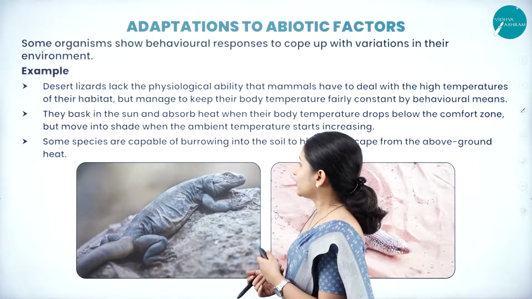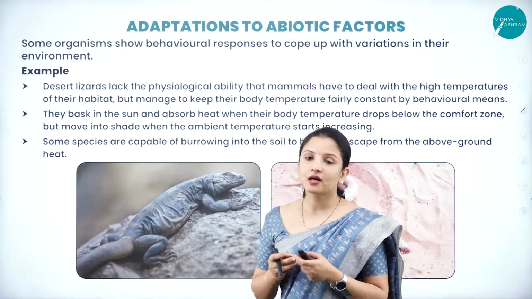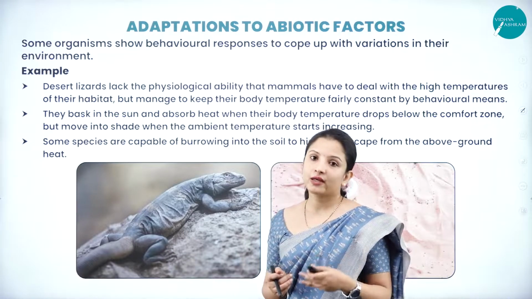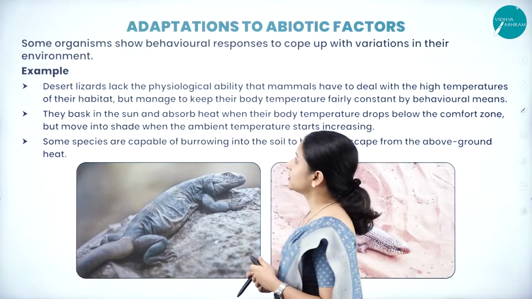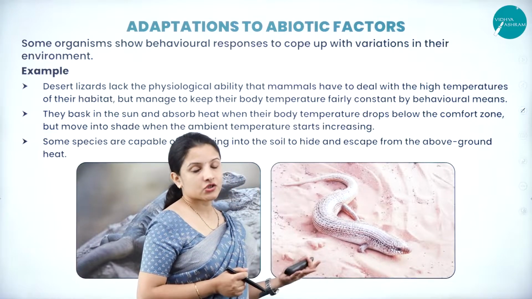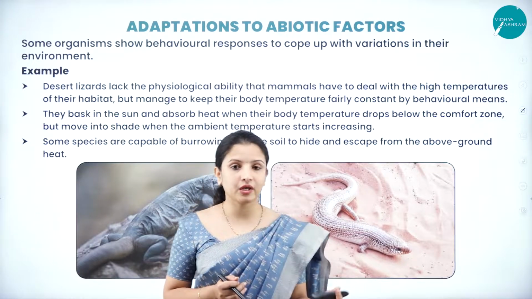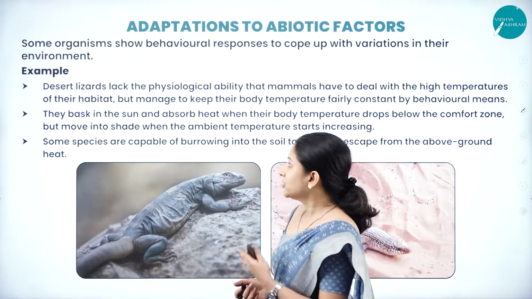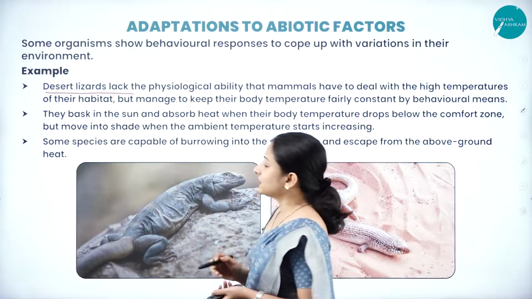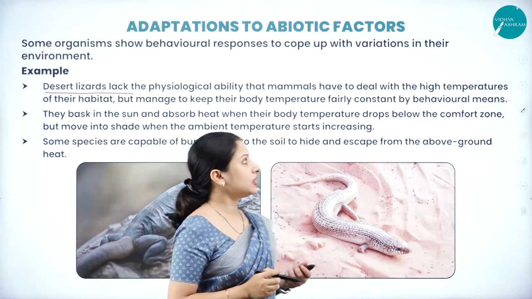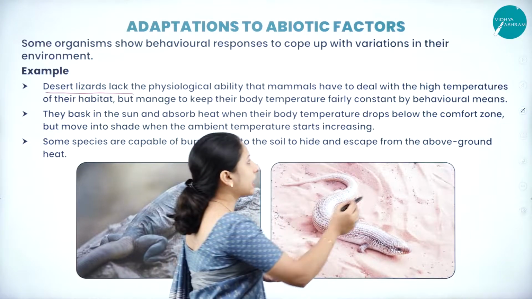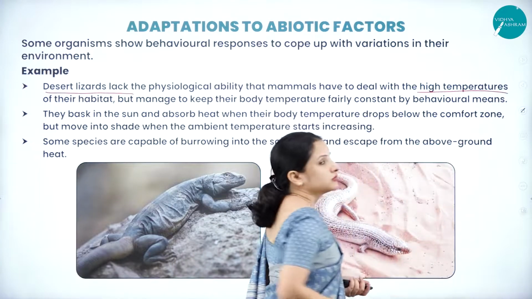So the next example that we can take is of some of the reptiles, how they adapt themselves to live in deserts where the temperature is scorching hot with very little rainfall. Some organisms show behavioral responses to tolerate variations in the temperature of the habitat in which they are living. The best example is the desert lizard. Desert lizards do not have any physiological ability, compared to mammals, to deal with high temperature. These are conformers.